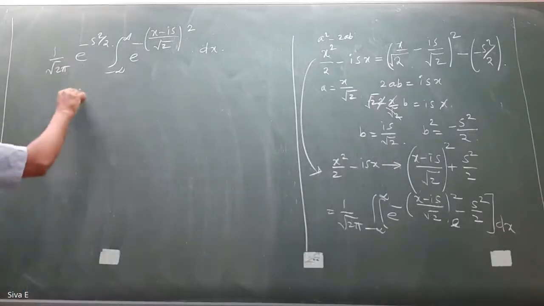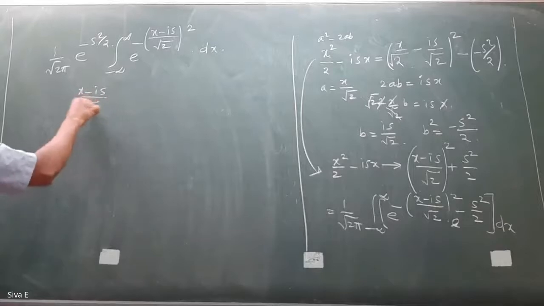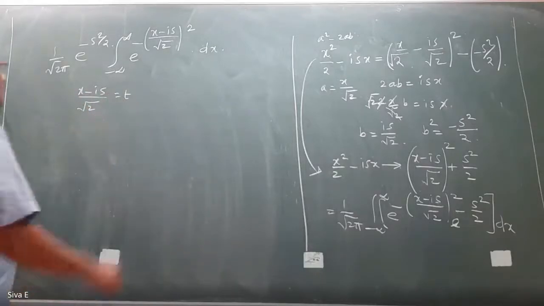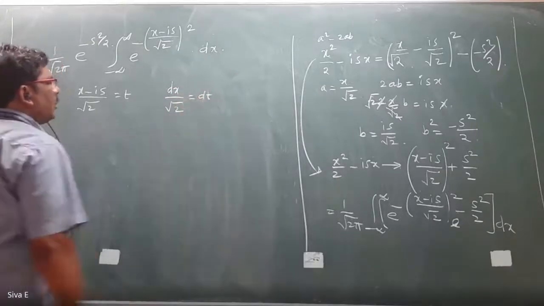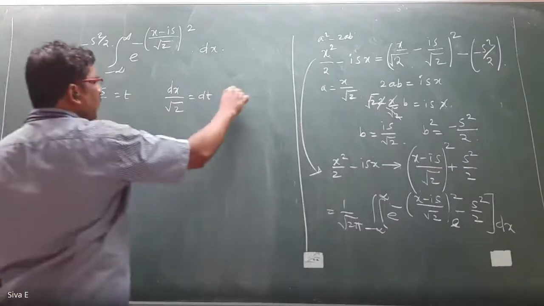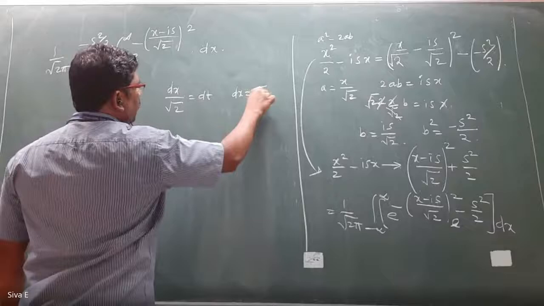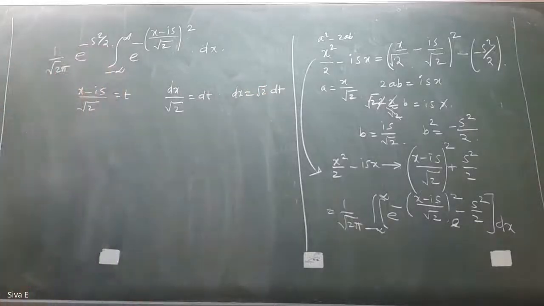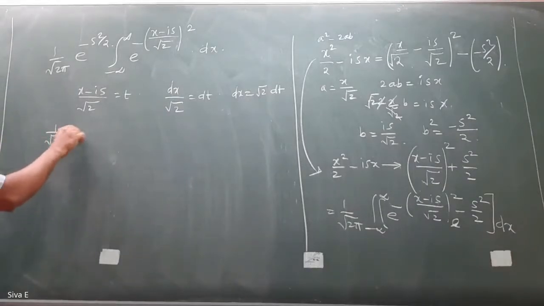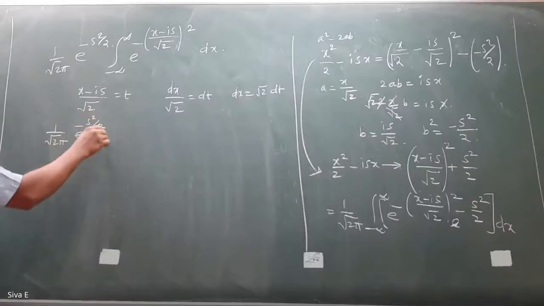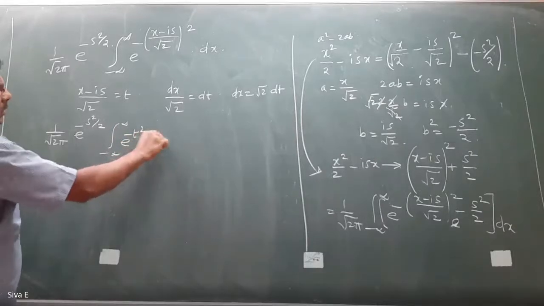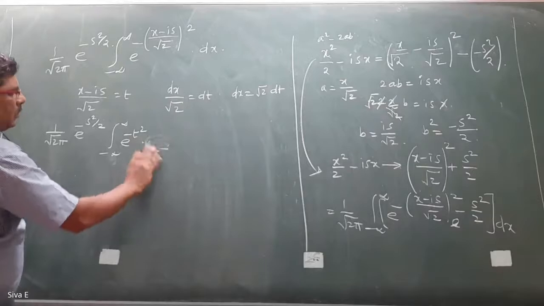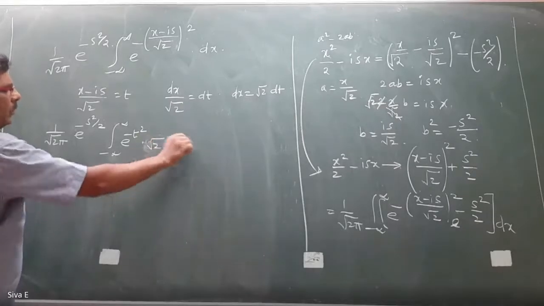Take (x minus is) by root 2 as some t. So dx by root 2 equals dt, so dx equals root 2 dt. Substituting here, 1 by root 2 pi e power minus s square by 2, integral from minus infinity to plus infinity of e power minus t square, root 2 dt.